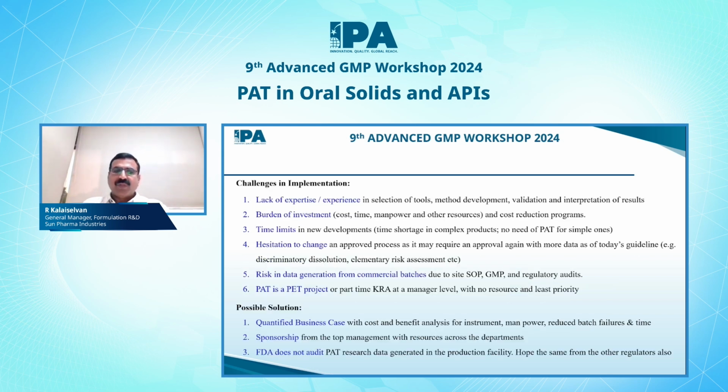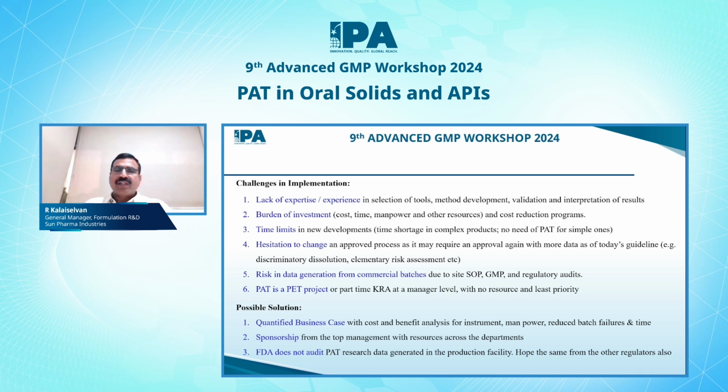Challenges in implementation. Why can your company not implement, although a lot of details are available on the internet or in books? There is a lack of own experience and expertise in selection of tools, method development, validation, and interpretation of the results. Then the burden of investment. A cost reduction program may already be going on, and this PAT tool may be an additional burden. Time limits for new development. Some complex products have the same time limit as simple products.